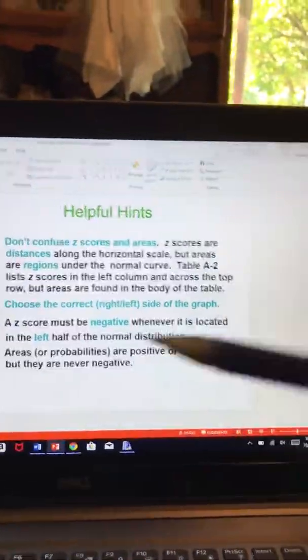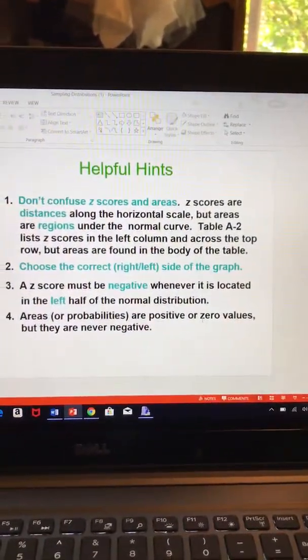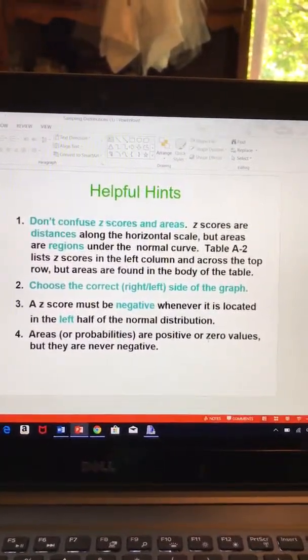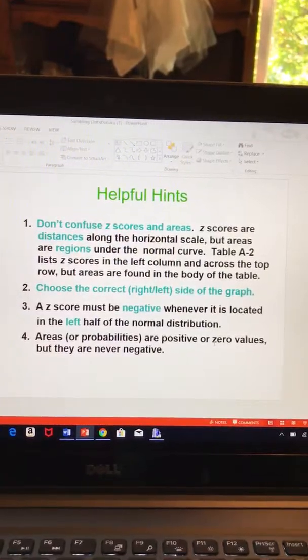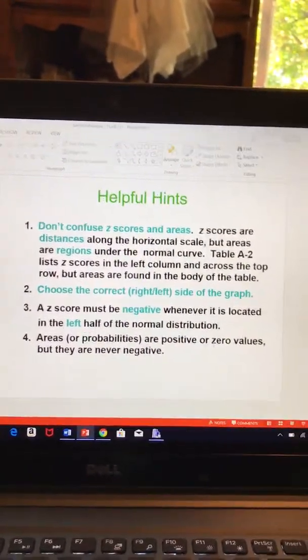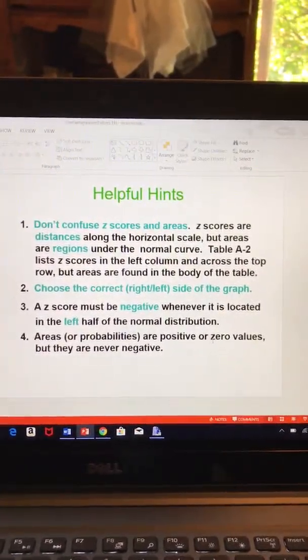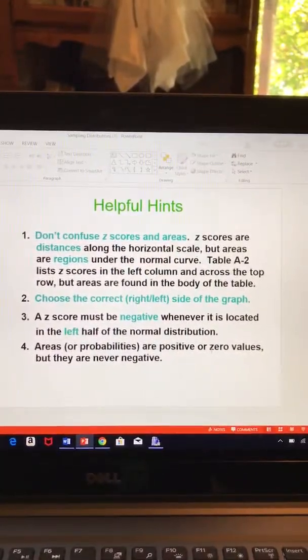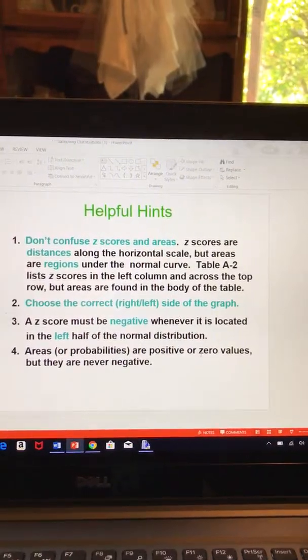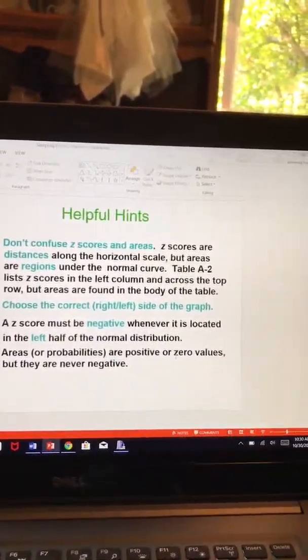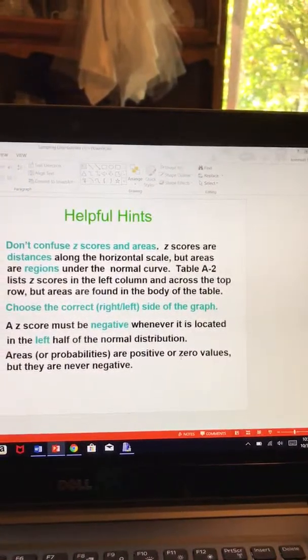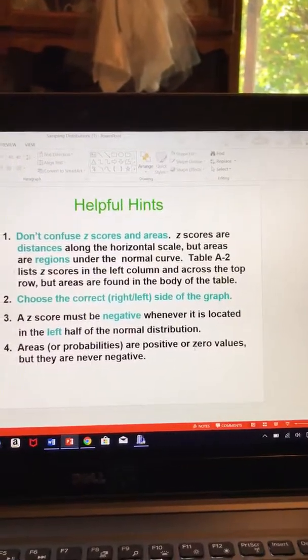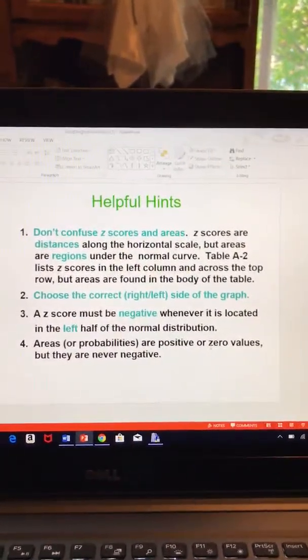So don't confuse your z-scores and areas. Z-scores are your distances along the horizontal axis. Areas are regions under the normal curve. The book that I pull problems out of uses table A2, but our table that I posted lists z-scores in the left and across the top. The areas are in the body. Make sure you choose whether it's right or left, or it could be in between.